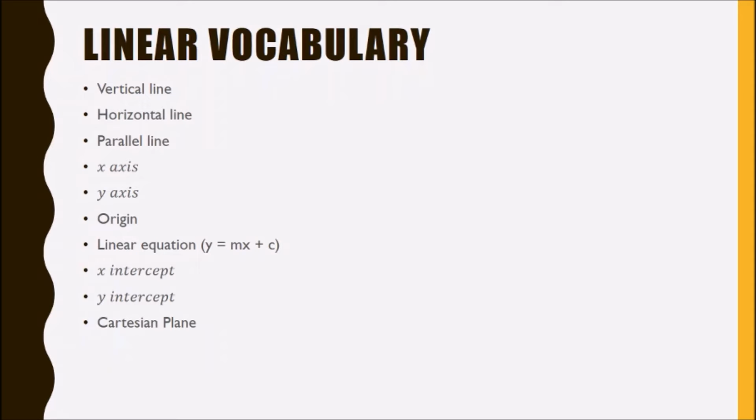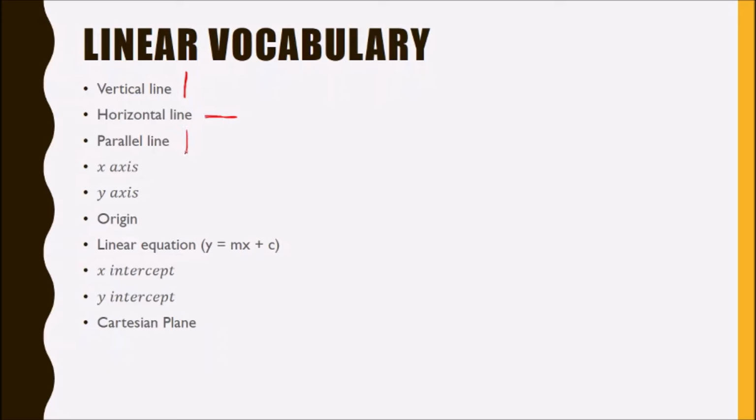There's just some vocab which I'm going to go through with you. A vertical line is just a straight line that goes down. I would use a ruler, but unfortunately I don't have a ruler on my trackpad, so I'm just going to have to do with what I have. A horizontal line is a line that goes this way.